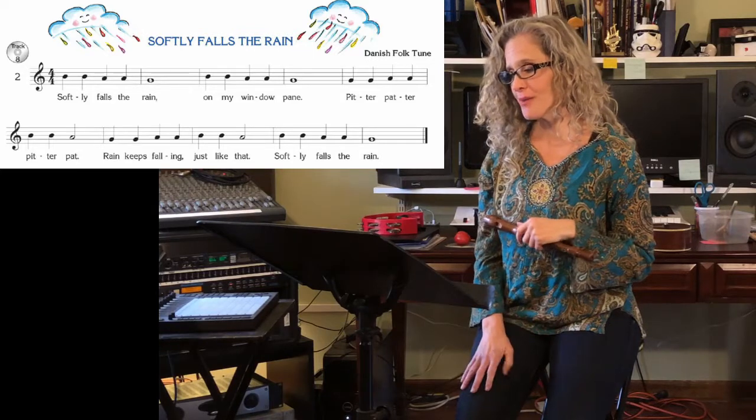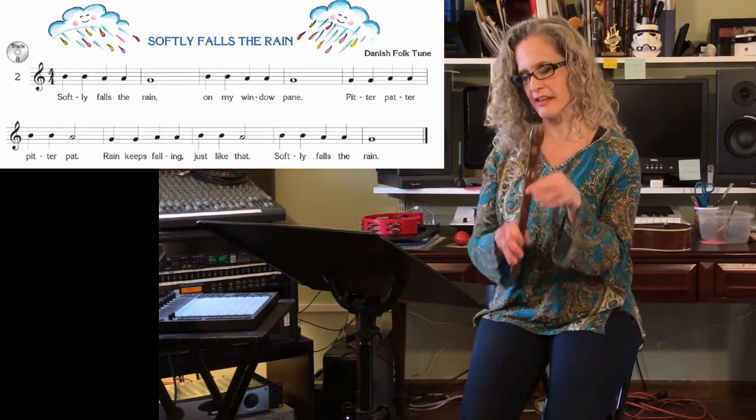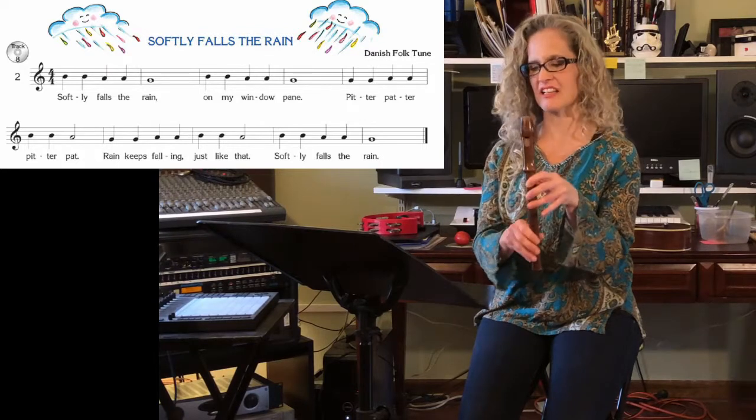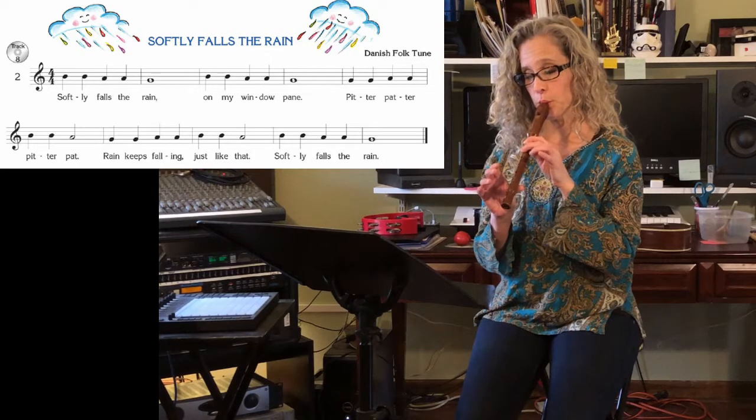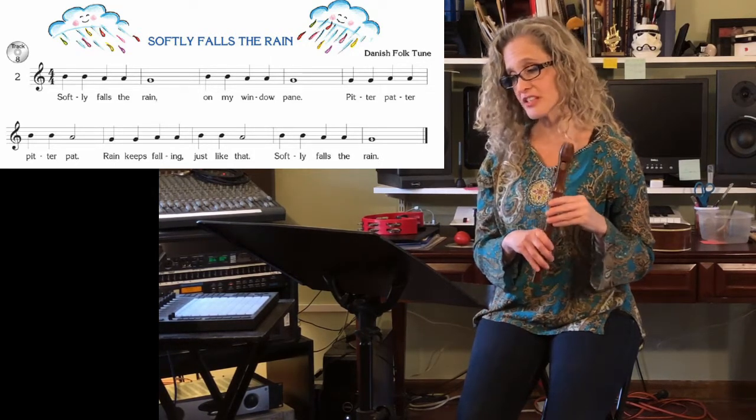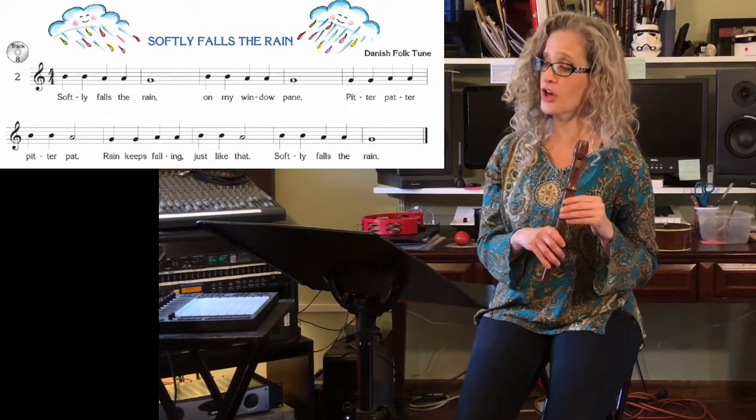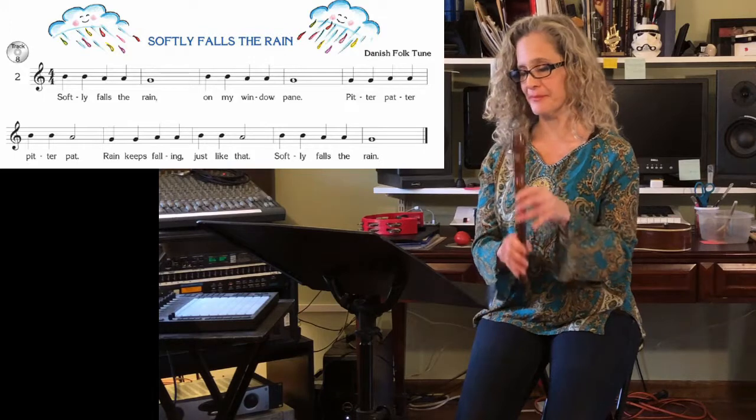Okay. On my window pane is the same pattern. So let's play it again, but thinking on my window pane. Let's play it together this time. Here we go. And then the very last one is softly falls the rain. Let's try to play that one. Same thing. Play it again.